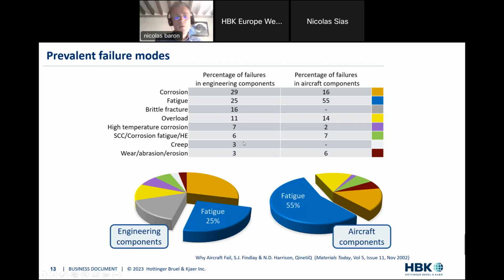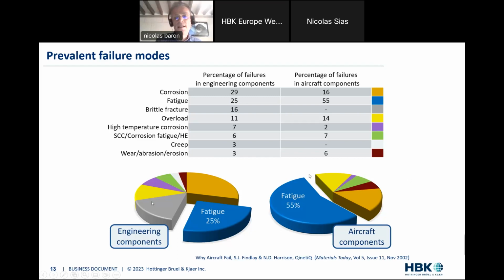And we see here we have two pies. The one here to the left is for general engineering components. We see that fatigue response is responsible for roughly a quarter of the failures. So that's about 25%, or a quarter, due to fatigue. That's quite much, and I think that's already enough to justify why we should, as engineers, have a sound foundation in fatigue phenomena.